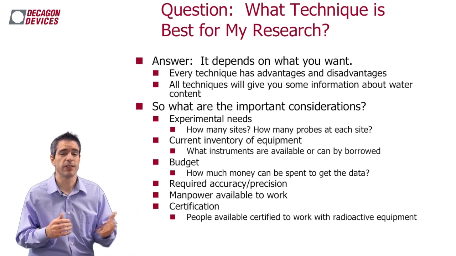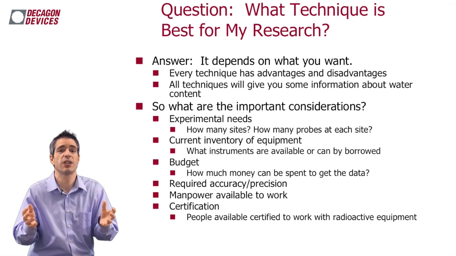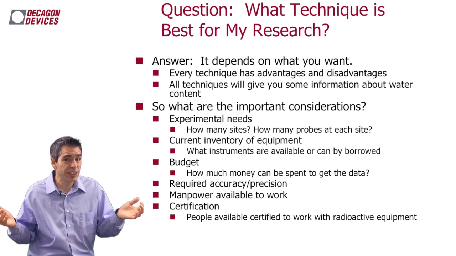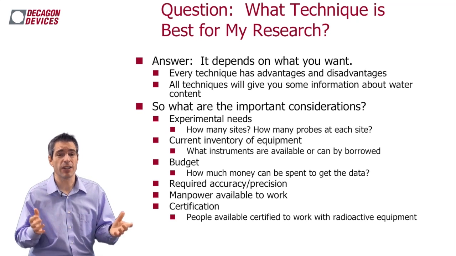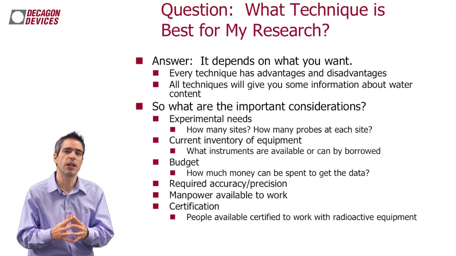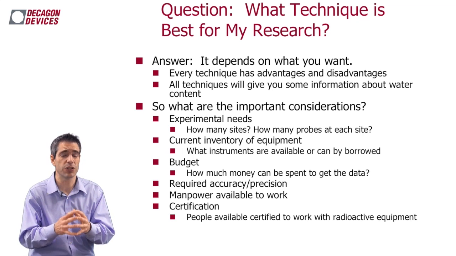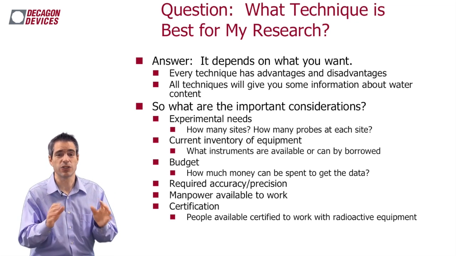What budget do you have? If this is on a grant, there may be a lot of budget to buy sensors, but a lot of times these things are done on a shoestring. So how much money can you spend to get the data that you want? What is your required accuracy or precision? A lot of the stuff we talked about, really with good technique and good understanding of the theory behind what you're doing, you can make very good measurements. You can get good accuracy, especially with a soil-specific calibration. But it's something to think about.